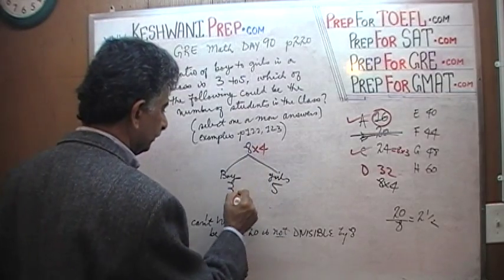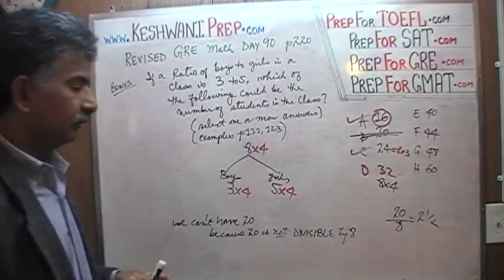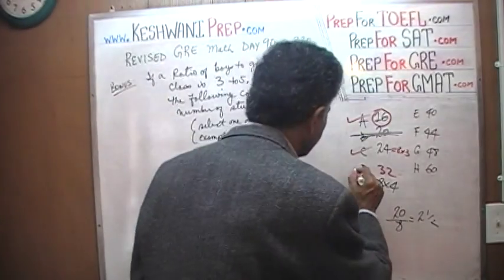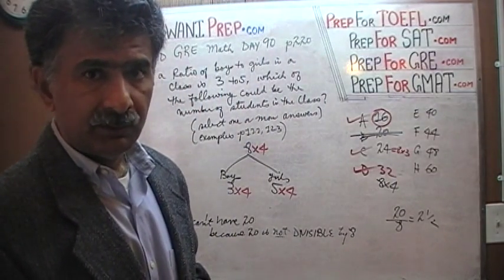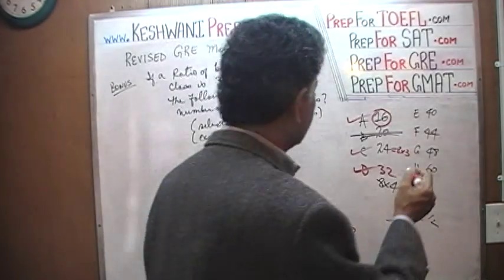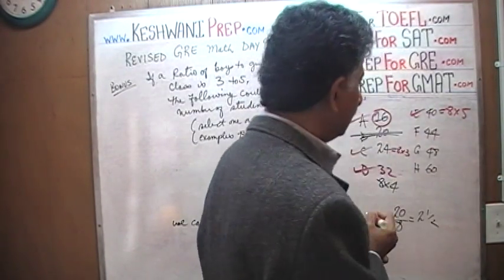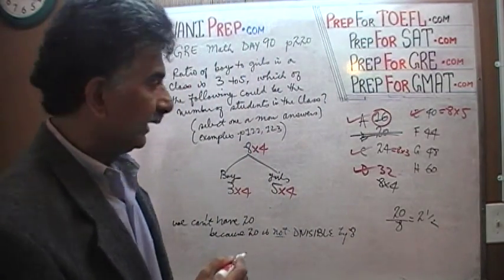8 fours are 32, which means we'll have 12 boys and 20 girls. Voila! 20 plus 12 is 32. 32 does work. Is 40 divisible by 8? Oh yeah, 8 fives are 40. That works. 44 cannot be divided by 8. 44 is divisible by 4, but not 8.